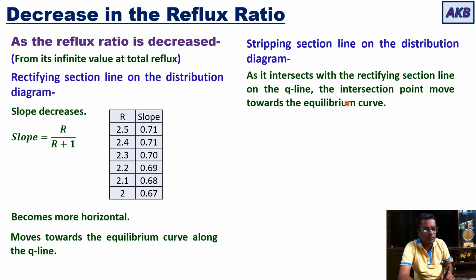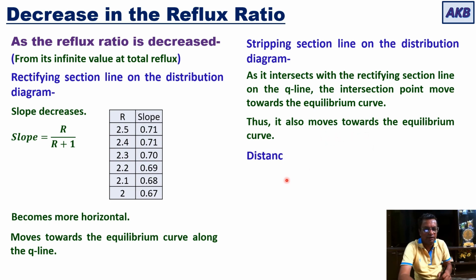And that's why, if the rectifying section line is moving towards the equilibrium curve, the intersection point of the two operating lines is also moving towards the equilibrium curve. So as the stripping section line intersects with the rectifying section line on the Q line, the intersection point moves towards the equilibrium curve. That is, the stripping section line also moves towards the equilibrium curve.